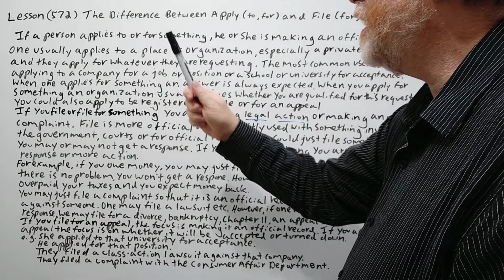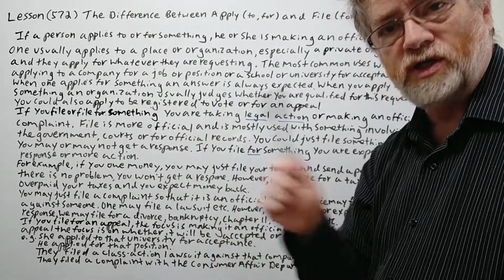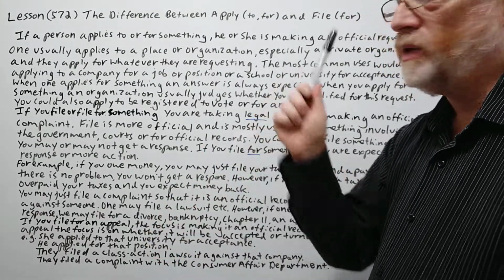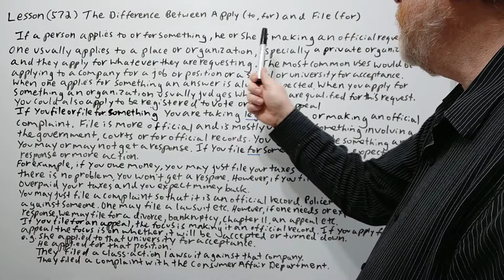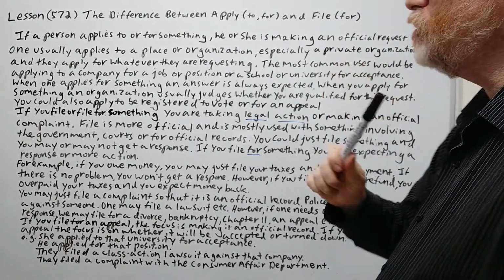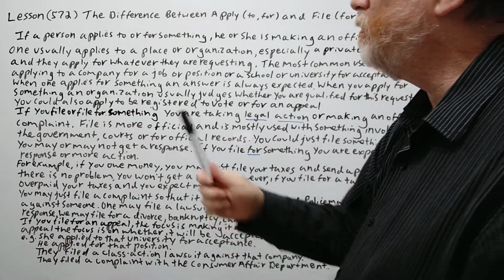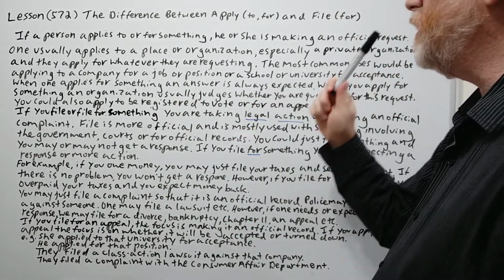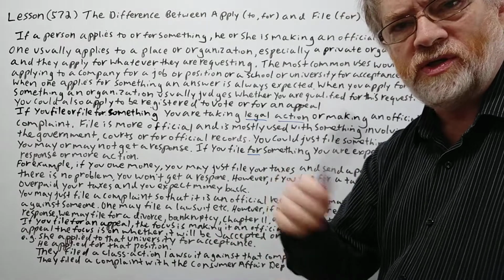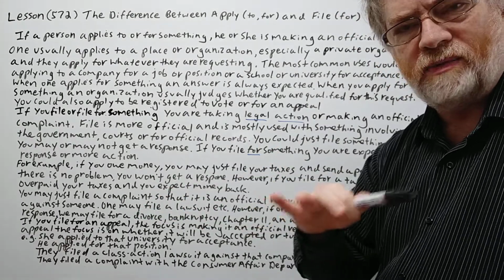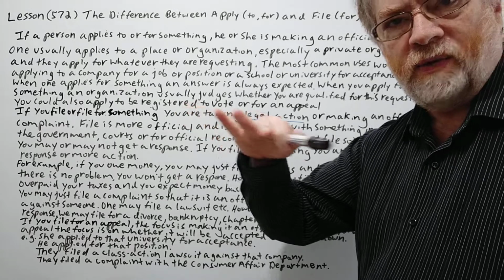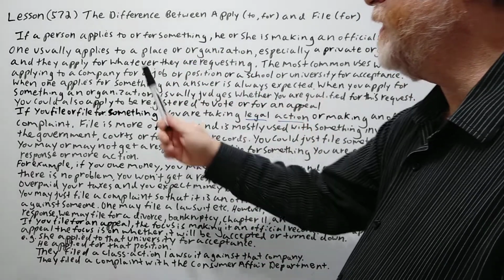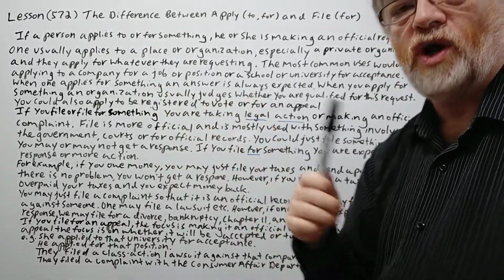If a person applies to or for something, remember, you can't just apply. Nobody just applies a job. You either use to or for with it. He or she is making an official request. One usually applies to a place or organization, especially a private organization. I say that because as we go through this, you realize that we tend to use file more when it's even more official, like usually the court or the government. And they apply for whatever they are requesting.